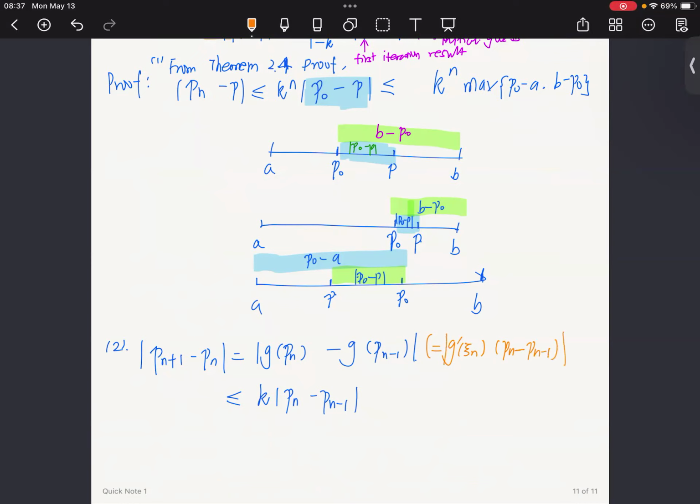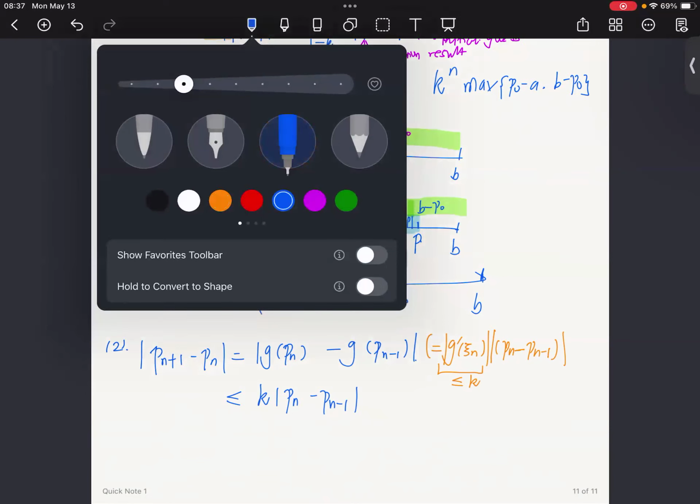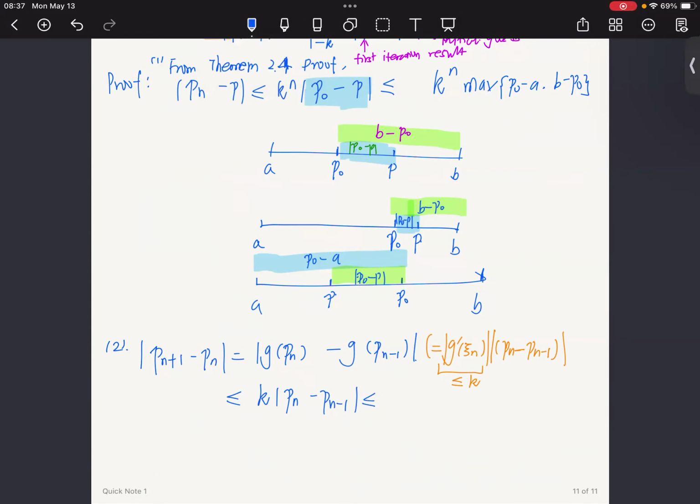Because this part is smaller than or equal to K, we have this inequality, and this part is the mean value theorem. And we would keep applying this inequality inductively, similar to what we have in the proof of Theorem 2.4. We keep doing the induction here. And this is K squared, because if we apply the inequality again, that is K times K, and then Pn minus 1 minus Pn minus 2.